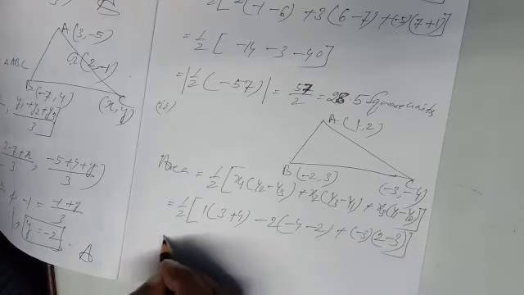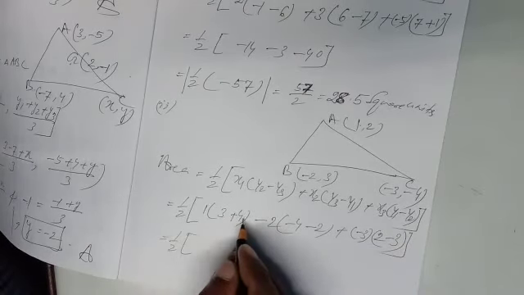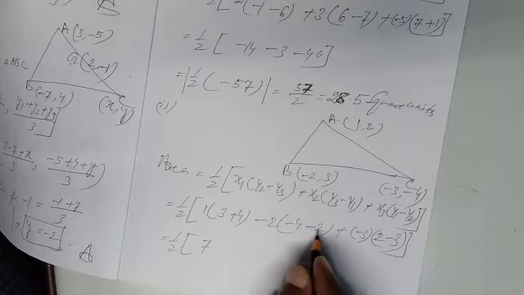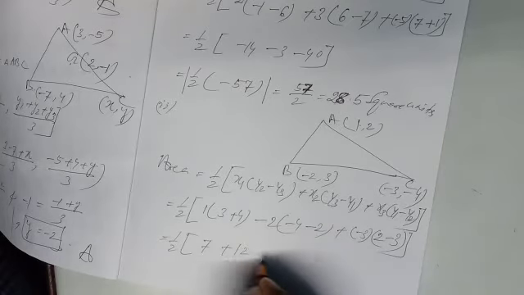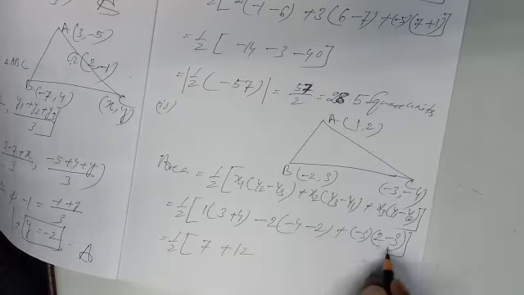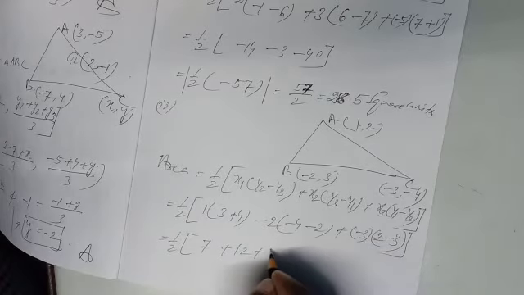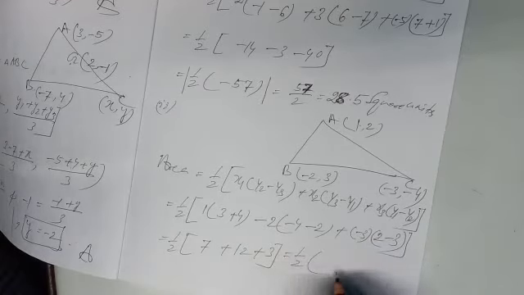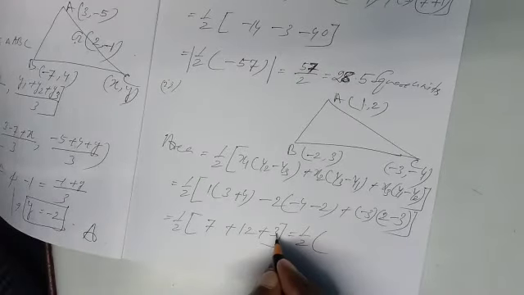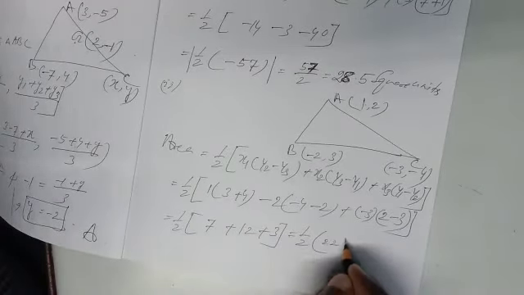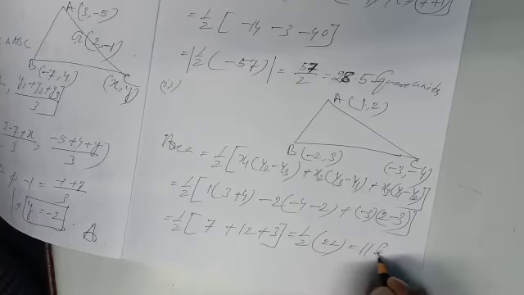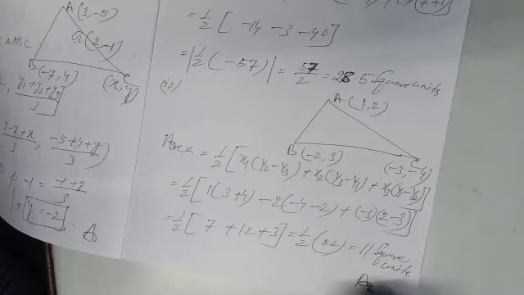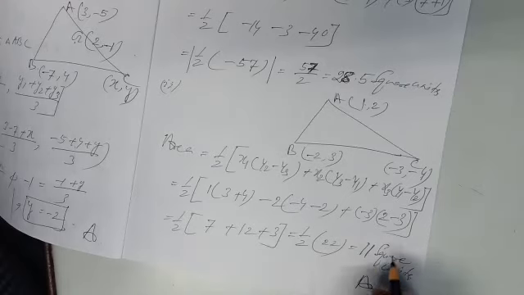Now close the bracket. How much are you getting? 1 by 2. 3 plus 4 is 7, 7 into 1 is 7. This is minus 6, minus 6 into 2 is minus 12. Then this will be 2 minus 3, minus 1. Minus 1 into minus 3 will be plus 3. That means 1 by 2 whole into 7 plus 3, 10, 10 plus 12, 22. You are getting 11 square unit. So what is the answer? The area of the triangle in the second part of number 3 is 11 square unit.